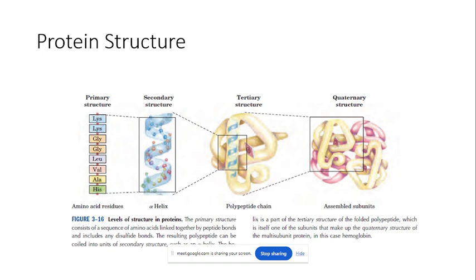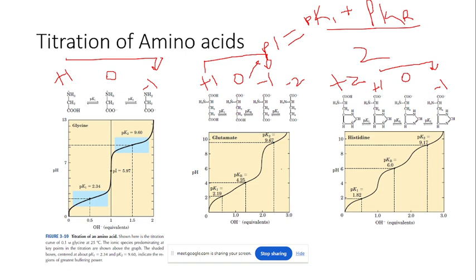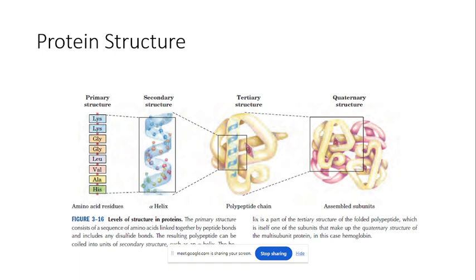Yes, sir. So now we will shift to protein structure. We studied the amino acids, their titration, composition, and classes, and then we will shift to proteins. Proteins are made up of amino acids. As we know, the primary structure is nothing but a series of amino acids joined together by peptide bonds.